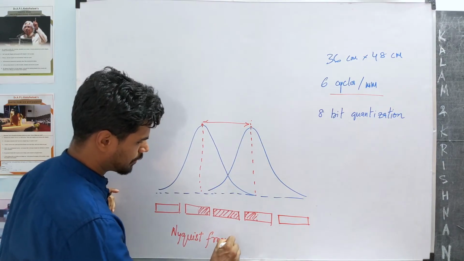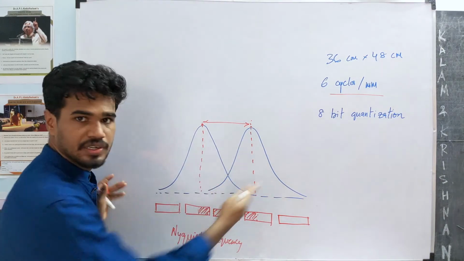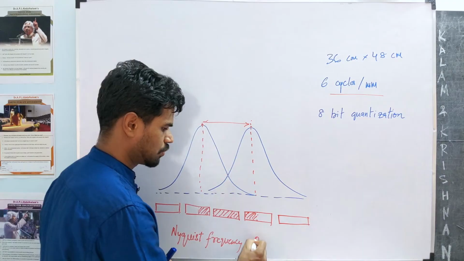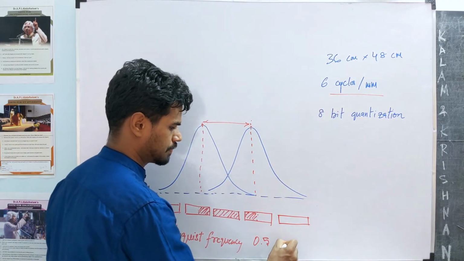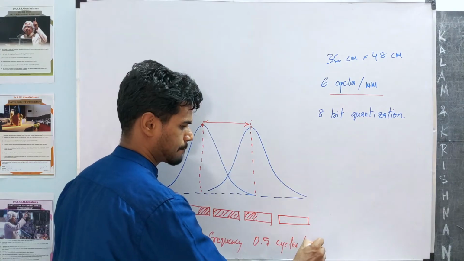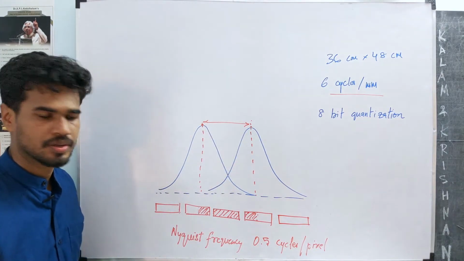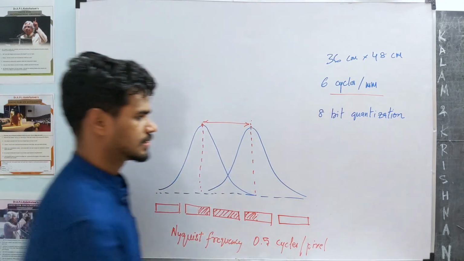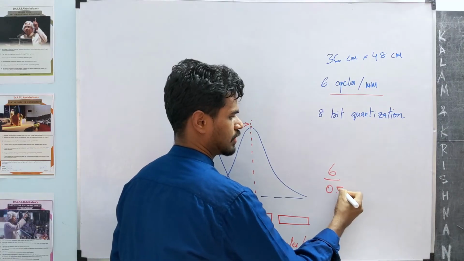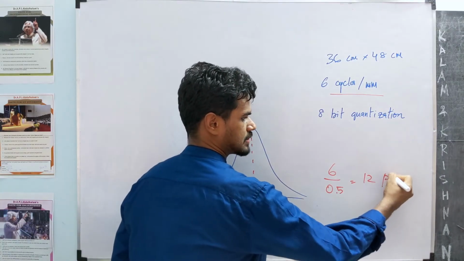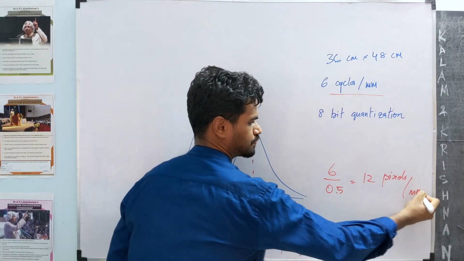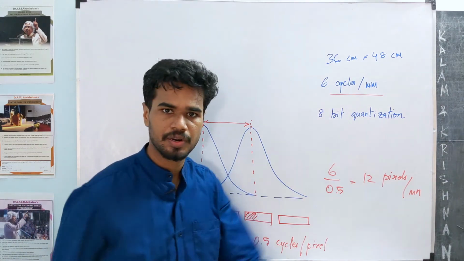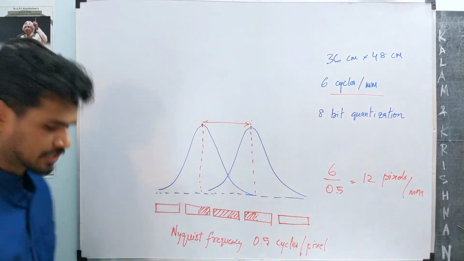If the pixels are bigger than this, we cannot distinguish these point sources, and this essentially is 0.5 cycles per pixel. So from this, the way we can find the number of pixels is 6 divided by 0.5, which is 12 pixels per mm. Based on the Nyquist frequency, if we need 6 cycles per mm, we need 12 pixels per mm. With that, the answer is pretty straightforward.